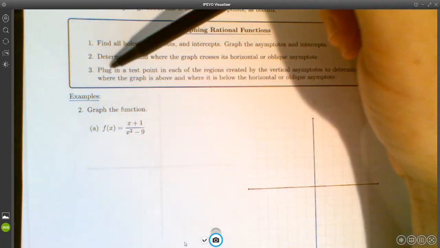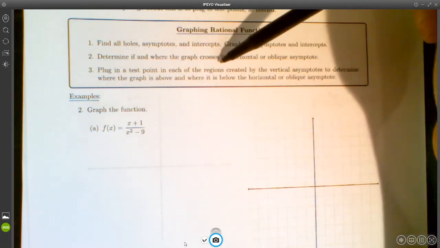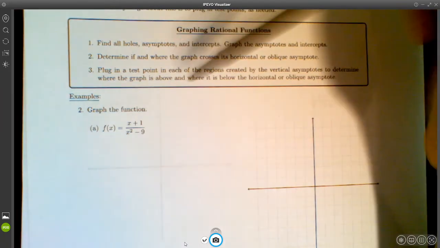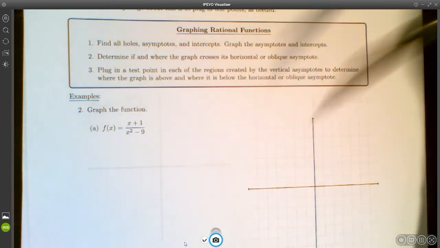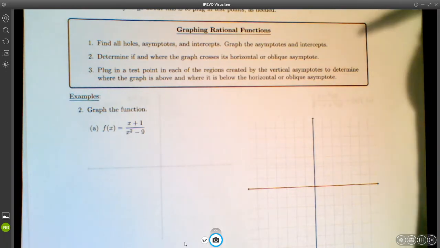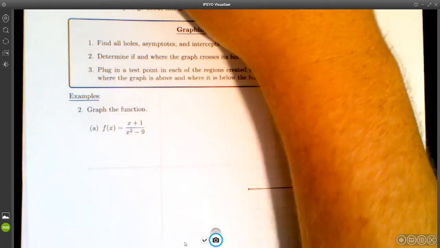So what we'll do is plug in a test point in each of the regions created by the vertical asymptotes to determine where the graph is above and where it is below the horizontal or oblique asymptote. So we might need to do that in certain cases. Let me walk you through several examples of this.